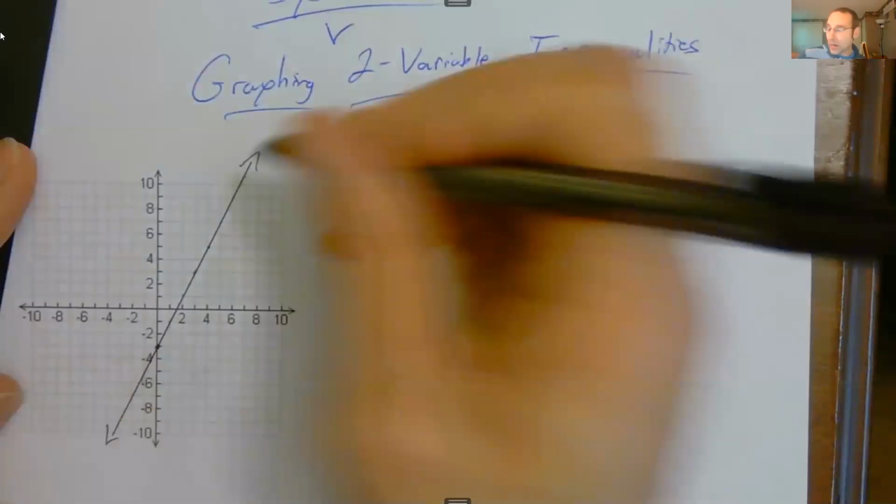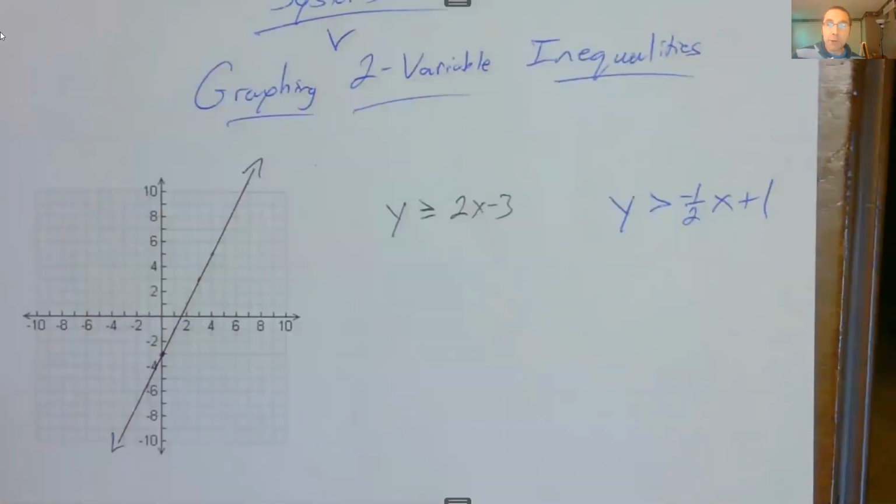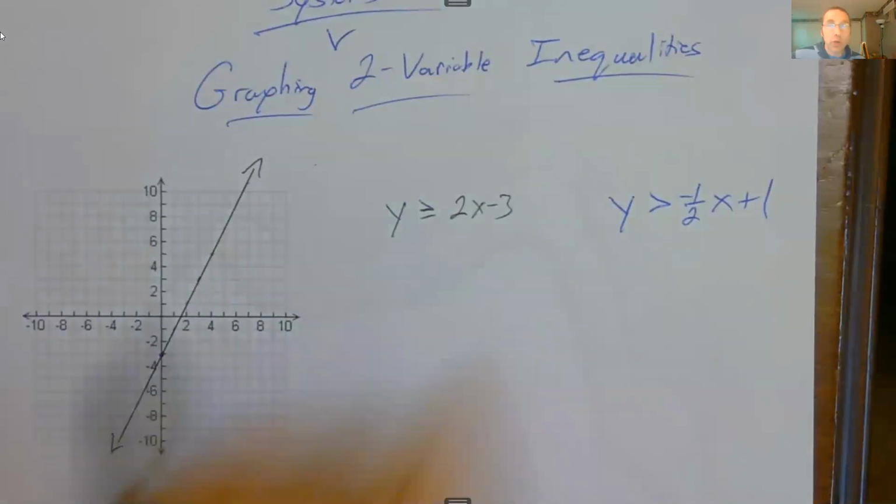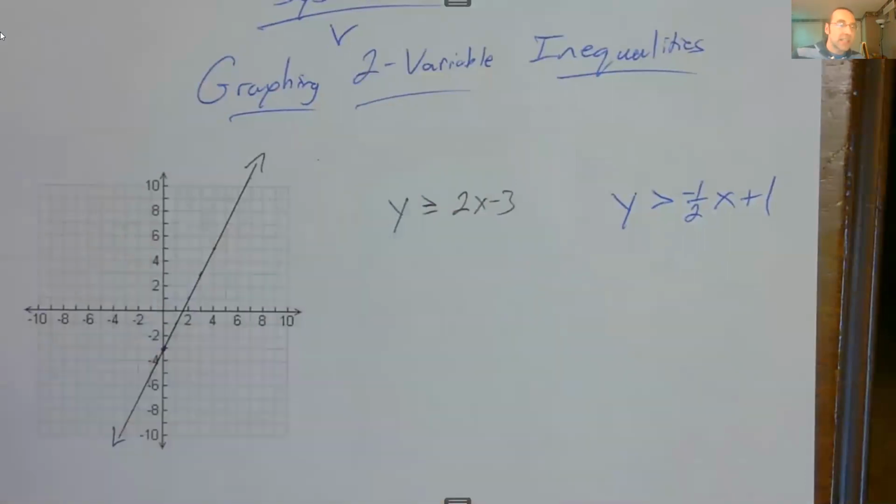y equals 2x minus 3. And remember, because it's an inequality, there's not just these points that make this true, but we're going to shade on one side of the line or the other. And so we tested a couple of points.